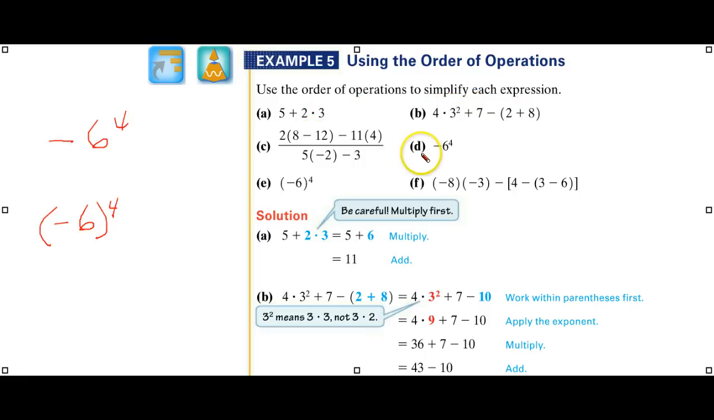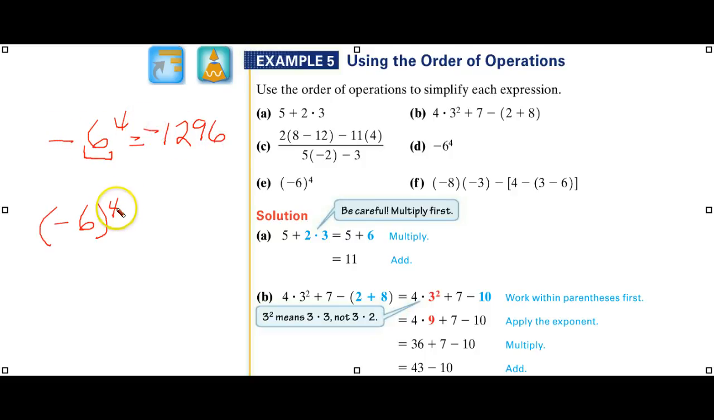Now letter D is a little tricky, because once again, what is the base? The base is only the 6. And 6 to the 4th is 1,296. Have my calculator handy. But now we must apply the negative.